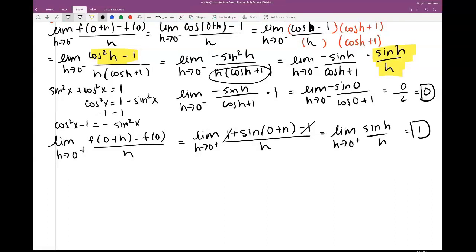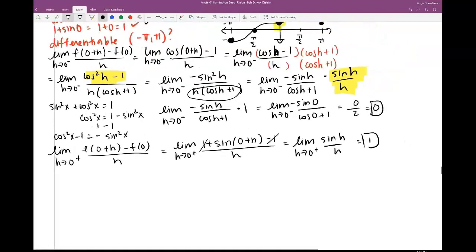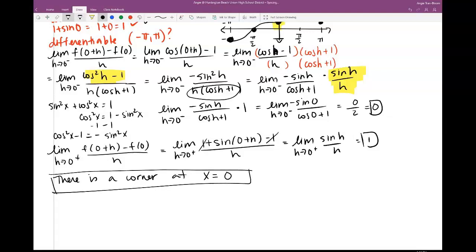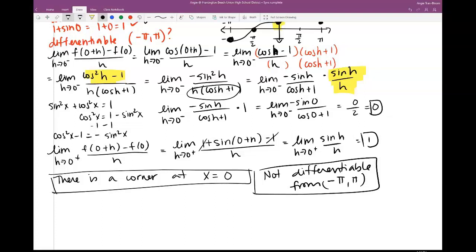All right, so as you can see, they don't really match up. They have derivatives, but that means there is a corner at x equals 0. So is it differentiable? The answer is no. Not differentiable from negative pi to pi. Okay, so that is the long way of proving whether it's differentiable or not. So we graphed it out already.